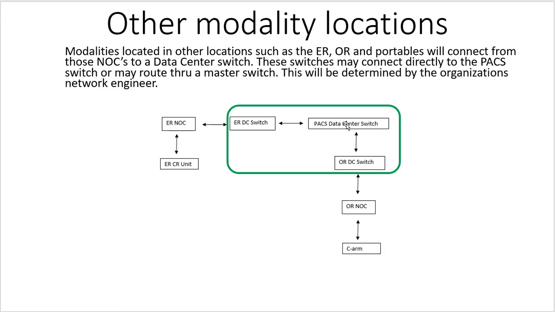So imagine if you can't send images from the C-arm, just to check the network, you've got to check the connection from the C-arm to the NOC. You've got to check the OR NOC to the OR data center switch, and then the OR data switch has to talk to the PACS data center switch. So just to get an image from here to there, it has to travel over several network points that can and sometimes do fail.